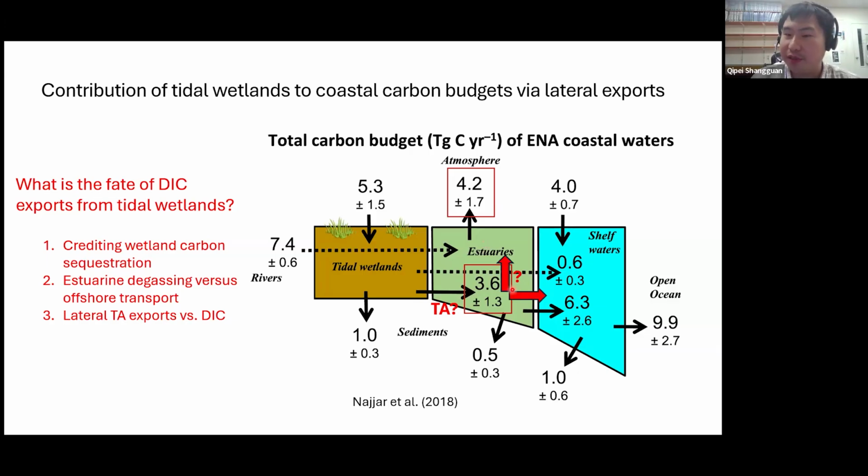This is very important because only those lateral exports arriving at the shelf waters can be considered as a long-term sequestration pathway. I'm using the word credit here. We want to credit the lateral fluxes, and we want to credit those arriving at the shelf waters. Therefore, we need to determine the partition between the estuarine degassing and the offshore transport. This diagram shows the carbon budgets for DIC and DOC. Another critical parameter here is alkalinity. We need to understand the alkalinity export to determine the fate.